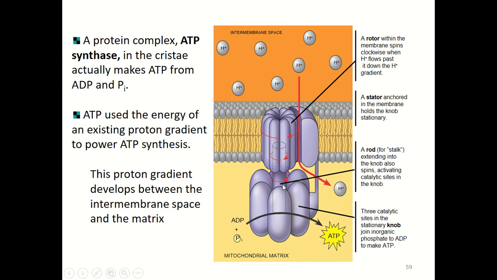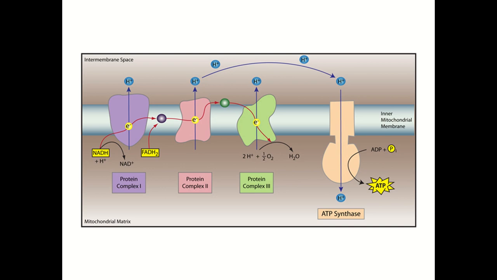and the rotating of the rod will activate the catalytic sites of the knob. There are three catalytic sites in the stationary knob, meaning the knob does not rotate at all, and they join inorganic phosphate to ADP, thus producing ATP molecules. So, this is the whole process of oxidative phosphorylation.